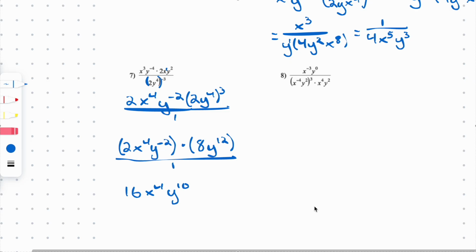Okay. Hopefully this makes a little bit of sense. The more practice you get, the more reps you get, the more comfortable you'll be with this subject. And it's a really important topic because later in math, you're going to have these really complicated expressions or equations, and being able to simplify them to something much more digestible is going to be important.